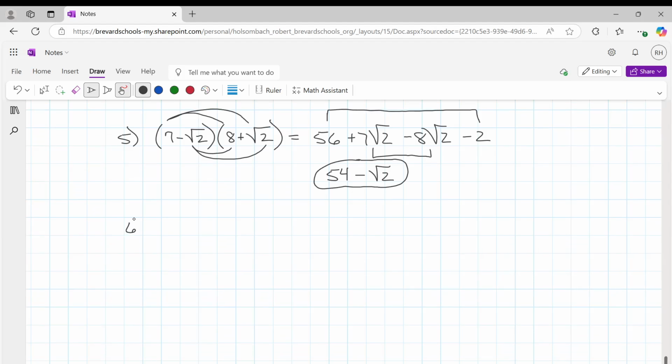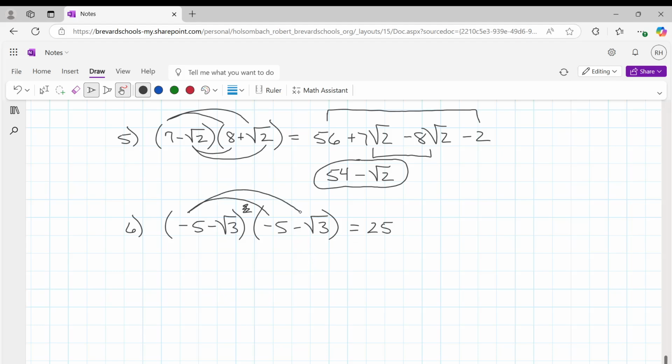Problem number 6. Negative 5 minus radical 3, squared. Negative 5 minus radical 3 squared means negative 5 minus radical 3 times negative 5 minus radical 3. Multiply it by itself. So our negative 5 times negative 5 is 25.